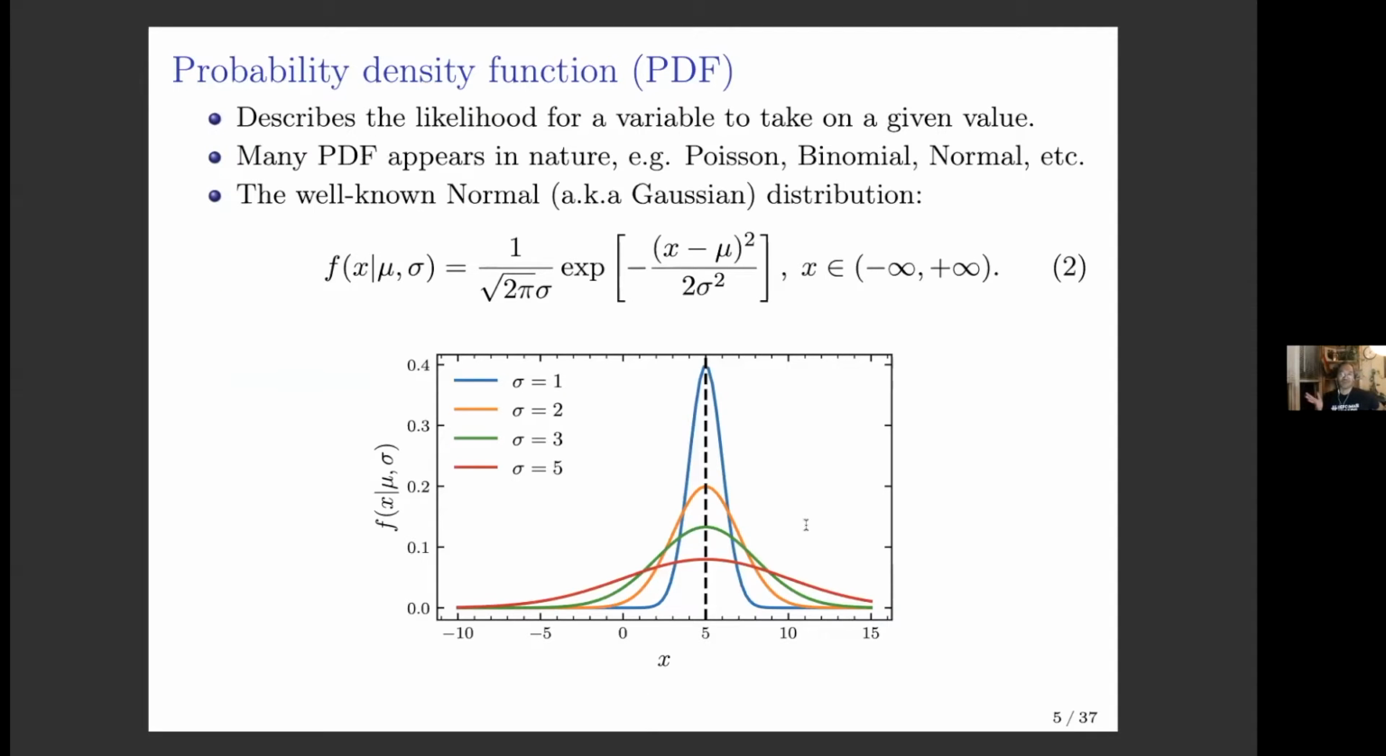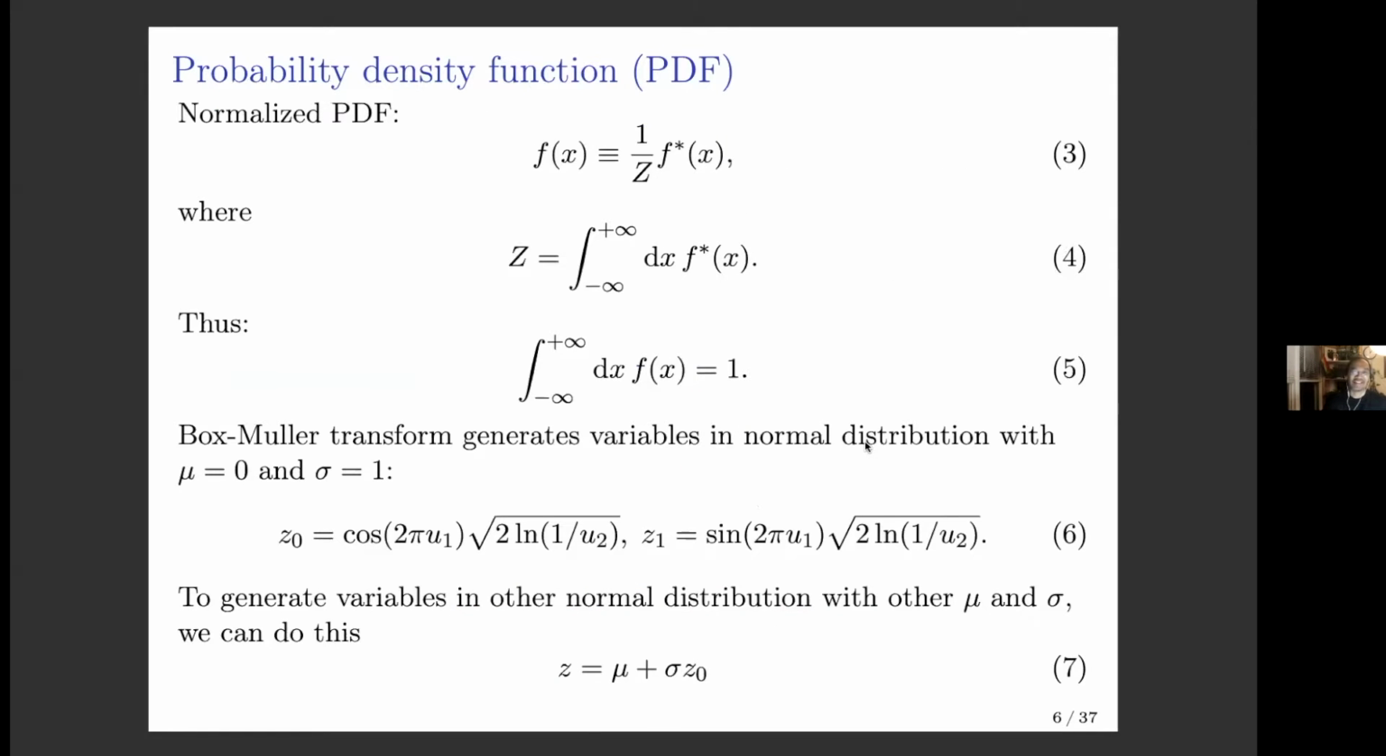So remember what a PDF is? This is basically the likelihood of finding particles or values. You've seen a Gaussian distribution. It's in fact the same plots that I showed you. A PDF has to be normalized, otherwise you can indicate it with a star. So it has to be normalized to 1.